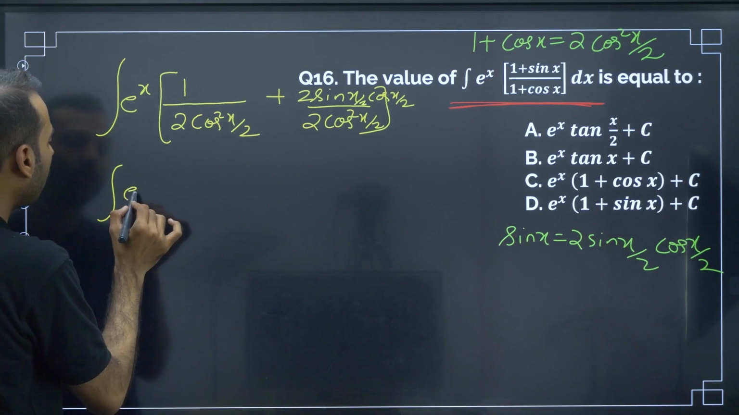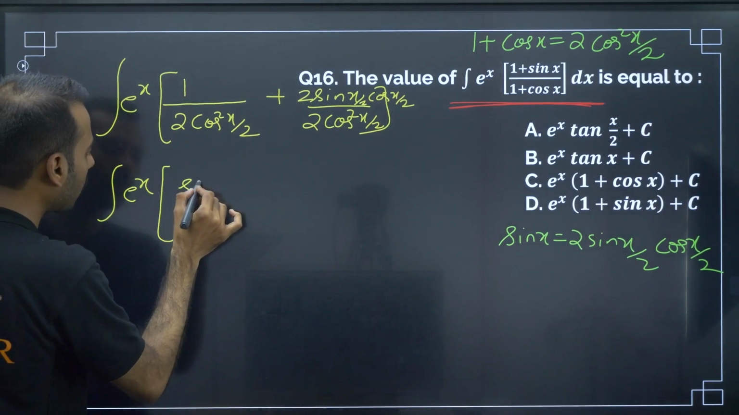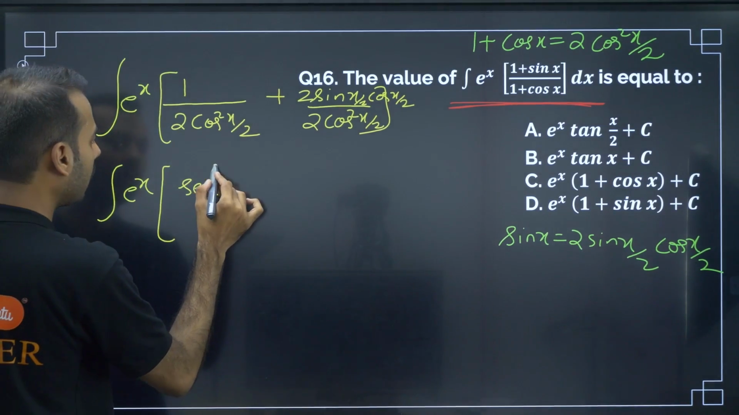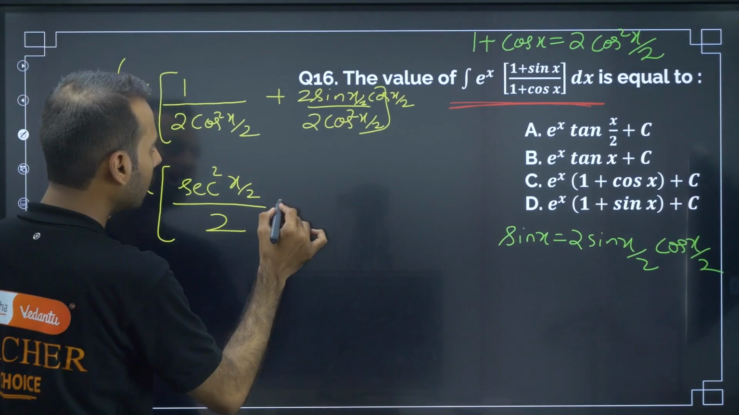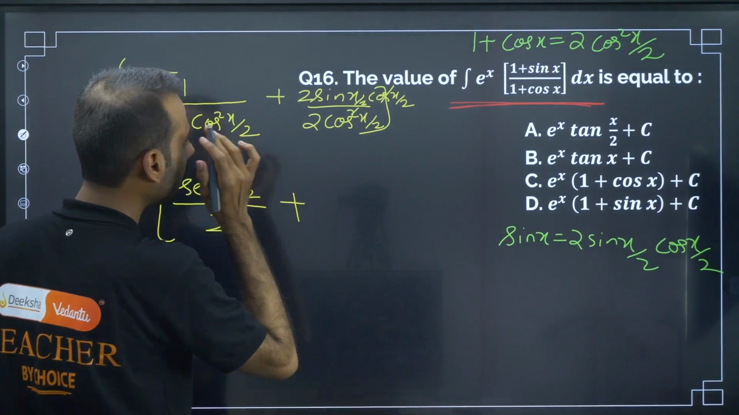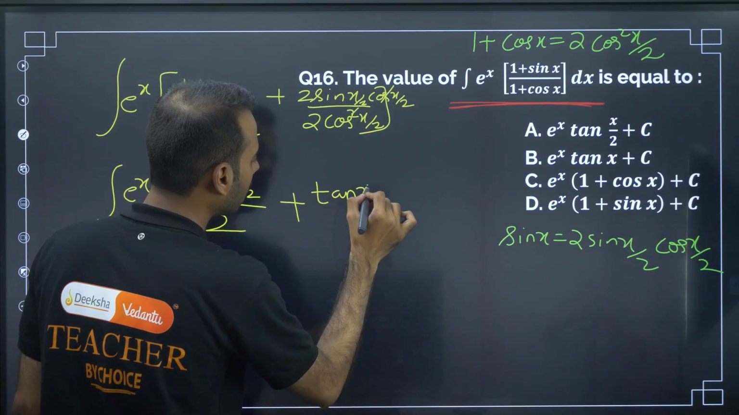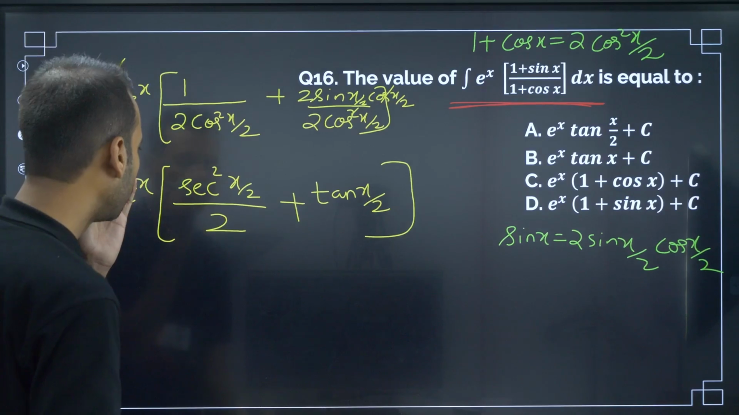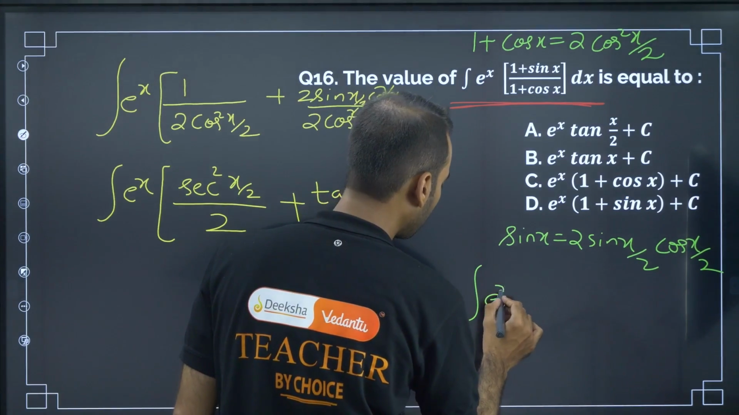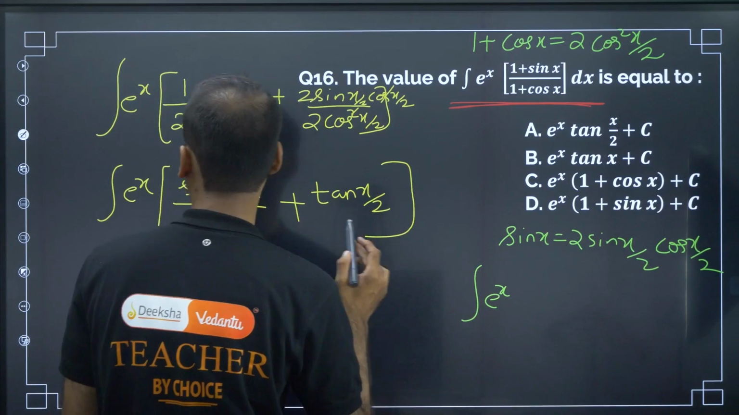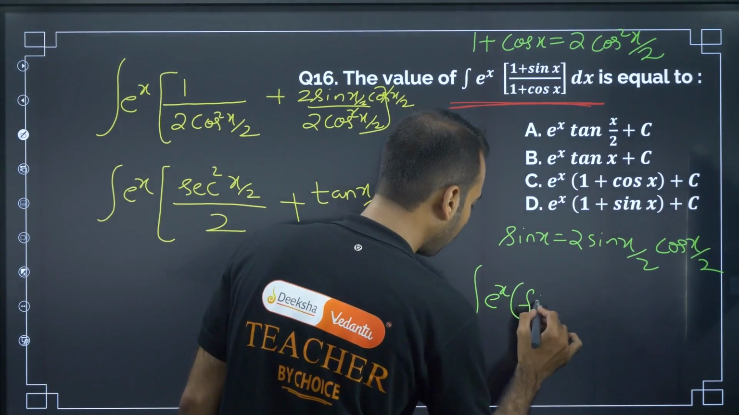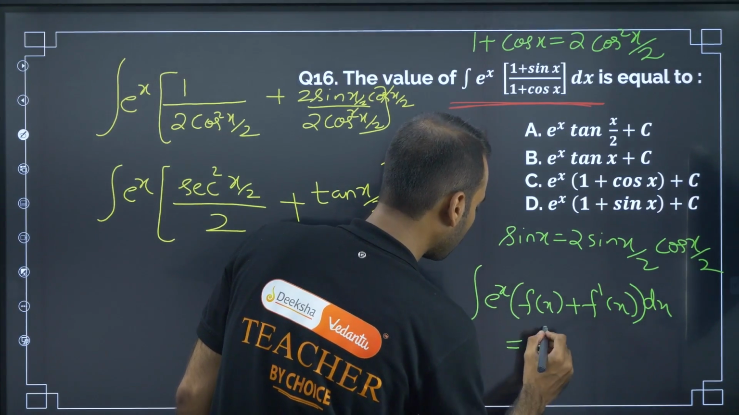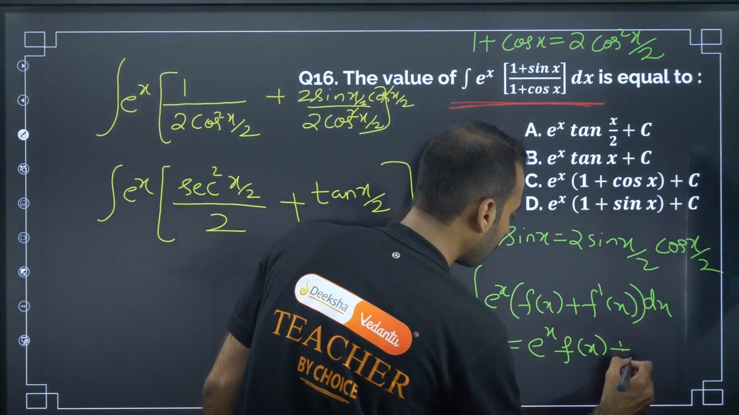Next, integration of e raised to x. This is secant square x by 2 plus tan of x by 2 is what we are left with. Now try to recall that integral of e raised to x, f of x plus f dash of x dx is equal to e raised to x f of x plus c, the same one which we discussed in the previous question.